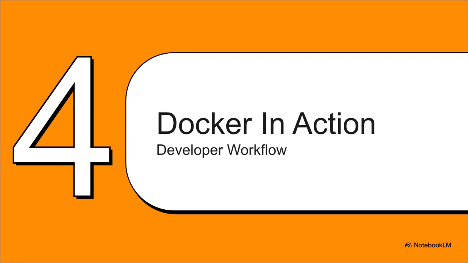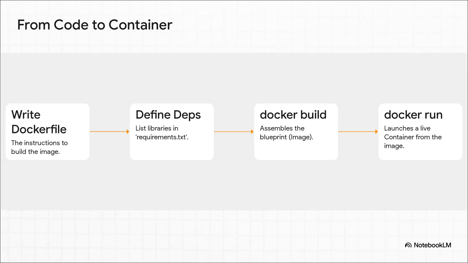Okay, enough theory. What does this actually look like for a developer day-to-day? How do you go from a few lines of code on your machine to a live running container? It's actually a surprisingly simple four-step dance. First, you write a Dockerfile, which is just a plain text file with instructions, kind of like a recipe card. You'll also list your specific ingredients in a file, like requirements.txt. Then, you run a command, docker build. That assembles your blueprint, your image. And finally, you run docker run. And poof, your application springs to life inside a brand new container.